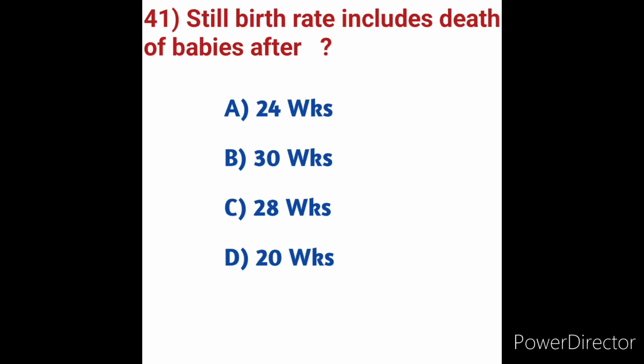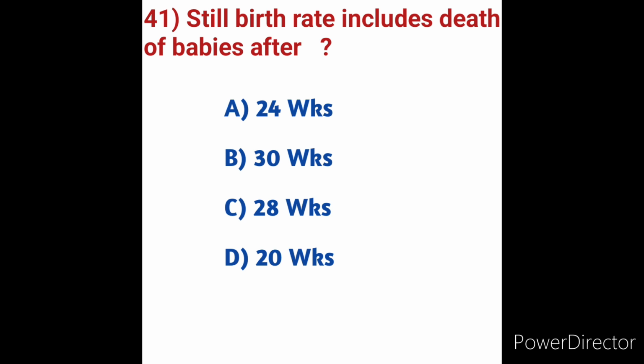The stillbirth rate includes death of babies after... We will see here the options. Option A 24 weeks, option B 30 weeks, option C 28 weeks, option D 20 weeks. A baby who dies after 28 weeks of pregnancy but before or during birth is classified as stillbirth.